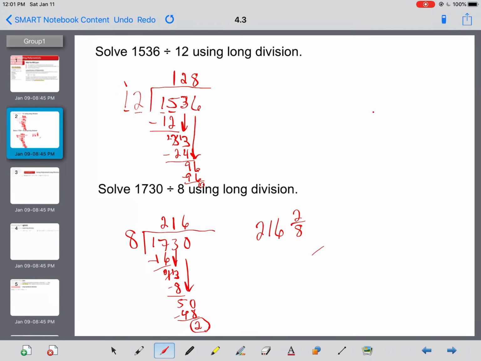You take it fractionally with a remainder of 2. But it's 2, and then we would divide it by 8, but 2 doesn't divide by 8. So we just do a fraction. And we could reduce that: 216 and 1/4. We add them together.